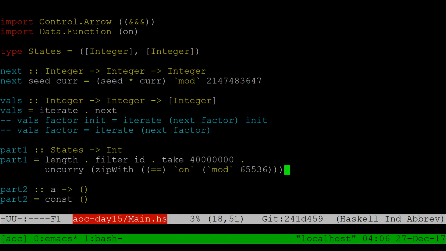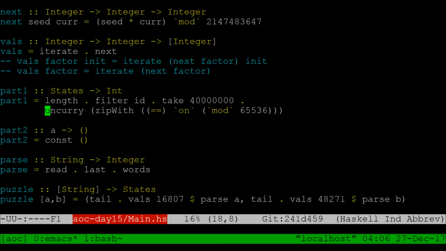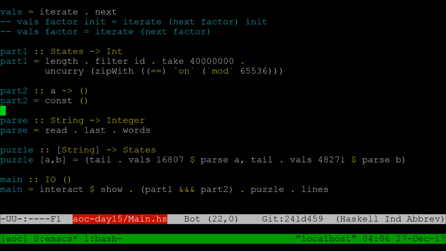Anyway, so zipwith the 2 states from our infinite list of states, whether they are equal on their lower 2 bytes. And then we do all the stuff we talked about before of length and filter and take and so on. Okay, so great. I explained all this and it seems like it should work. Why does it not work? The answer is actually, in a way, that it totally does work.